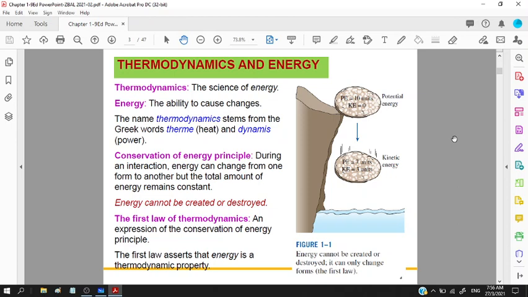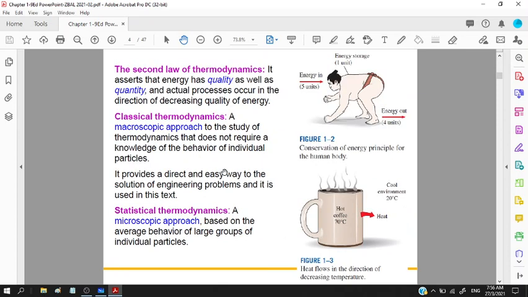to cause changes. Okay. Basically, in thermodynamics, if we talk about energy, we are looking at the energy conservation principle. And we know that the principle says that energy cannot be destroyed, nor can it be created. But energy can be transferred or changed into another form. So this is the first law of thermodynamics. It's basically the conservation of energy principle.